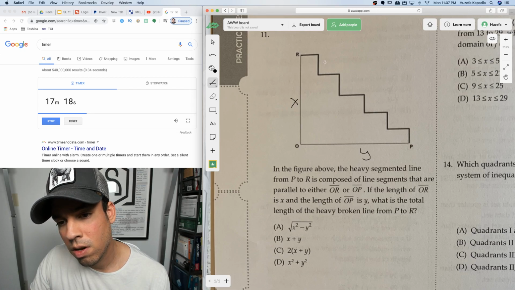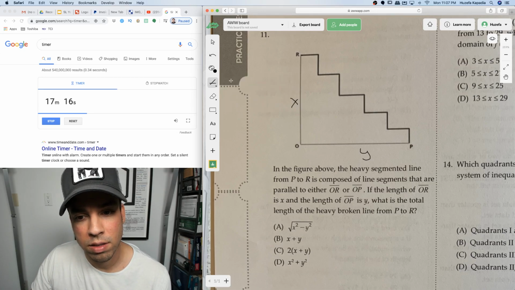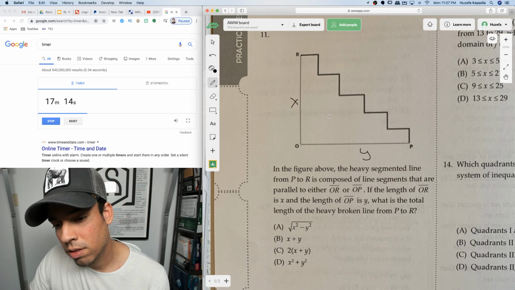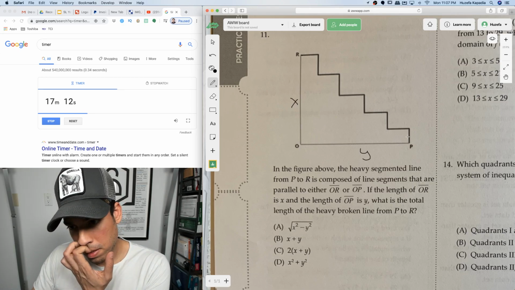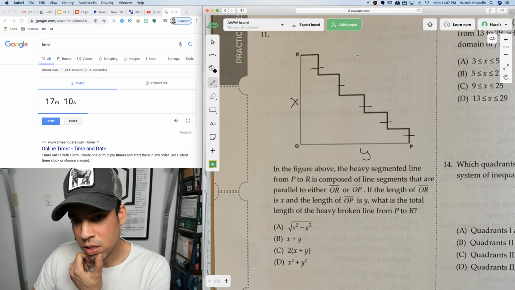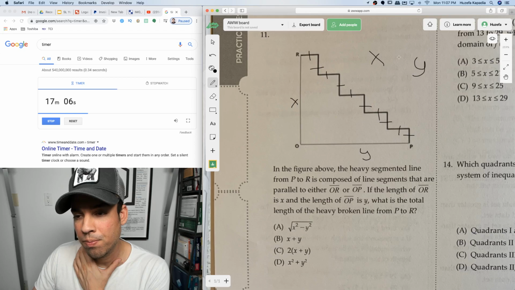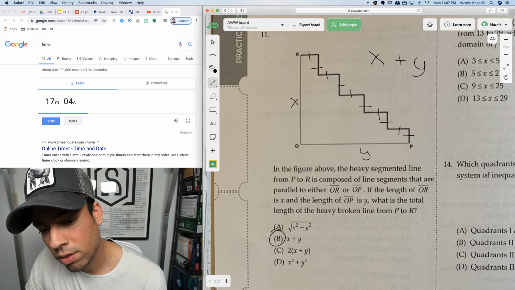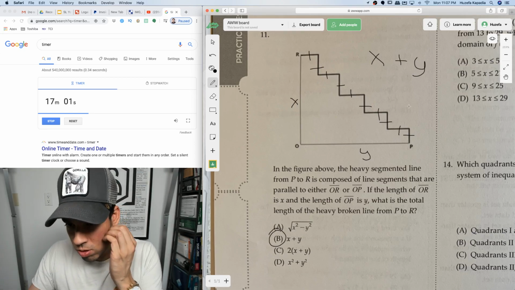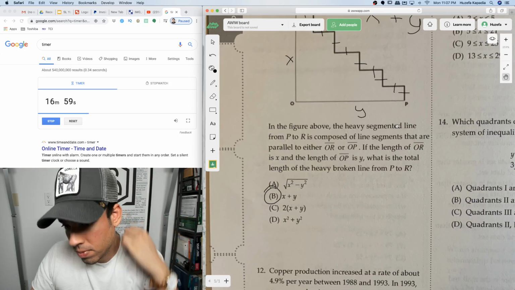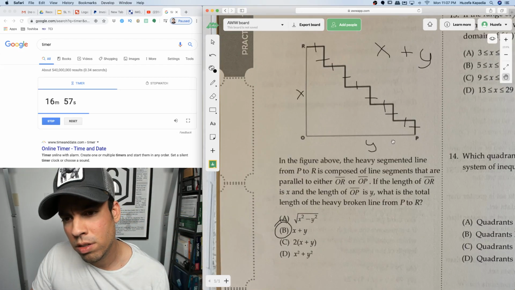Wait a minute. Oh, it's X plus Y. Because look, this plus this plus this plus this plus this is X. And this plus this, because this is this plus this is y. And the 2, it's just x plus y. I thought it was going to be something using Pythagorean's theorem, but it's not. Whoa, that's weird.